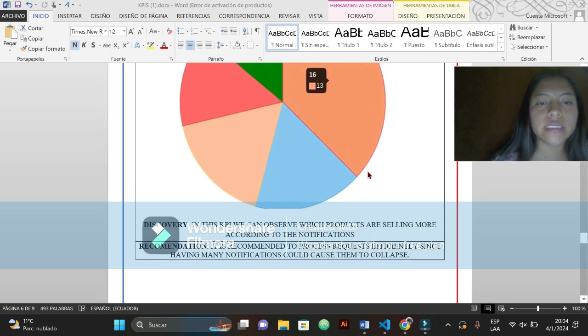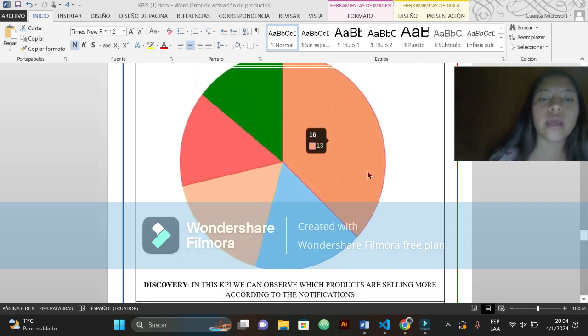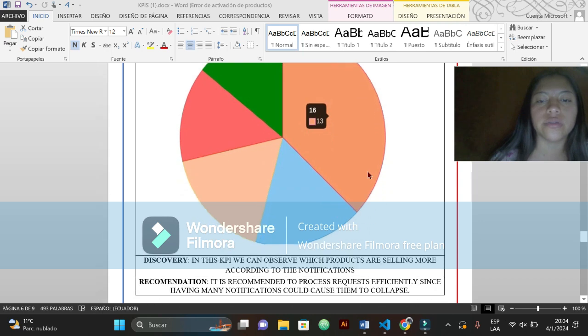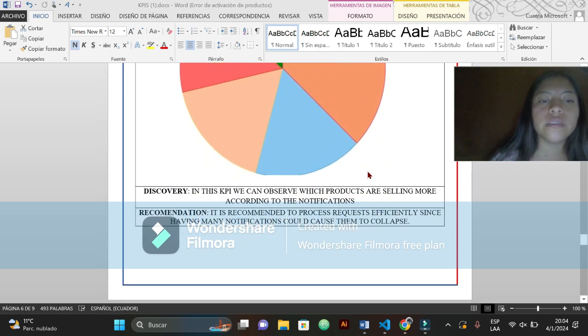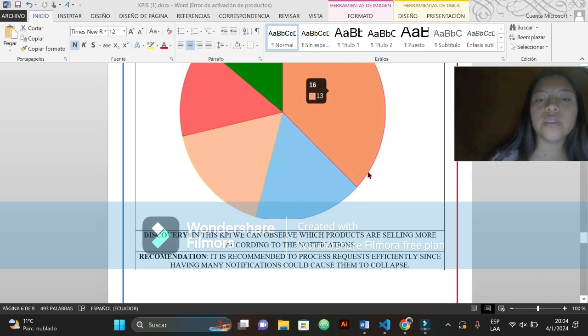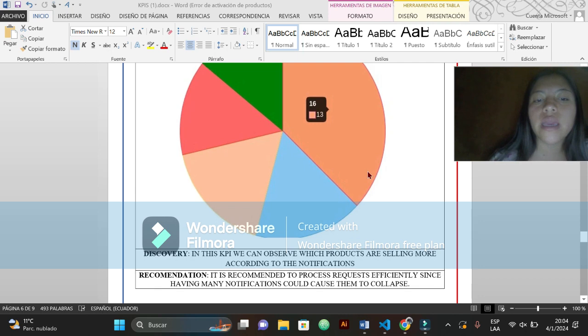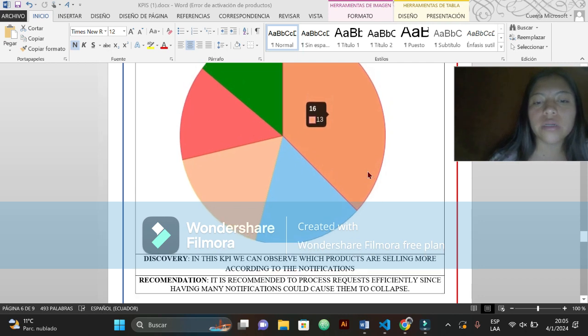Discovery in this KPI, we can observe which products are selling more according to the notifications. A recommendation: it is recommended to process requests efficiently since having many notifications causes them to close.